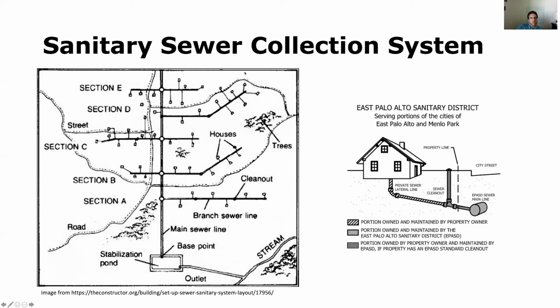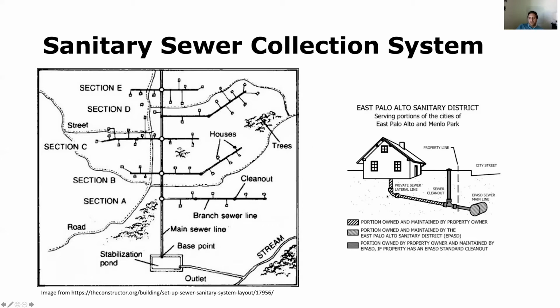In sanitary sewer, the sewage is conveyed usually via gravity for the most part. So you don't have pipes connected in loops. You have a sewer main, which is connected to several branches that branch out onto the streets. And those branch lines have individual service connections for the houses or the businesses or any other use.